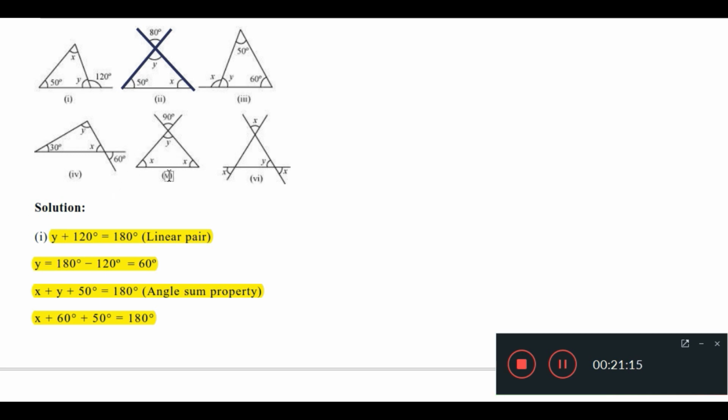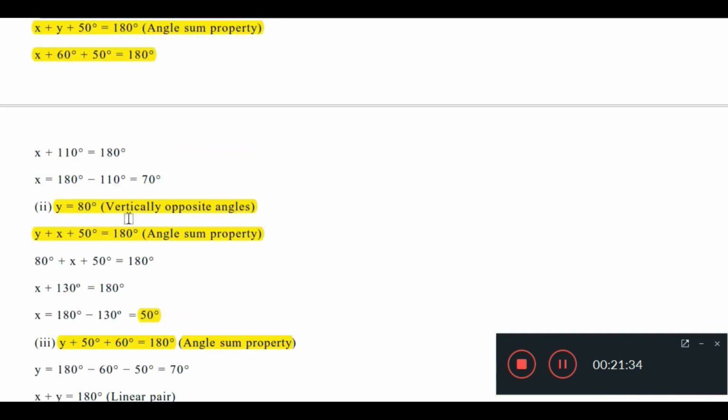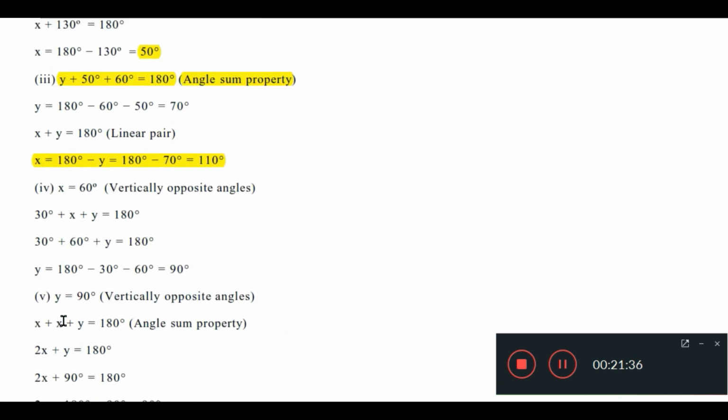Now fifth part. Here also we have vertically opposite angle because of this cross line. Okay. Whenever you see a line like this cross, there we can use vertically opposite angle. So the value of y equals to 90 degree, and the remaining two angles, which is x, we have to calculate. So how can you solve? y equals to 90, reason: vertically opposite angles. So x plus x plus y equals to 180 degree, angle sum property.